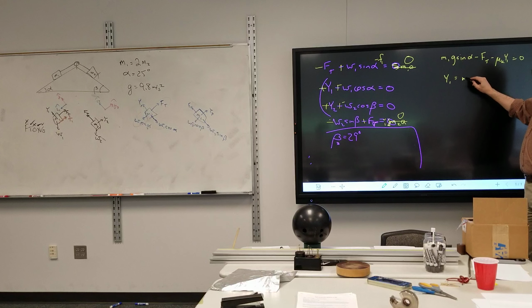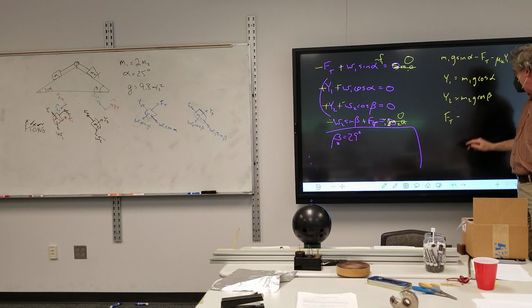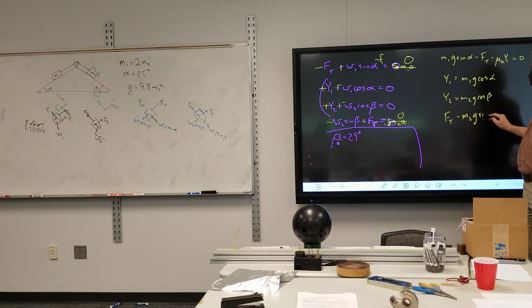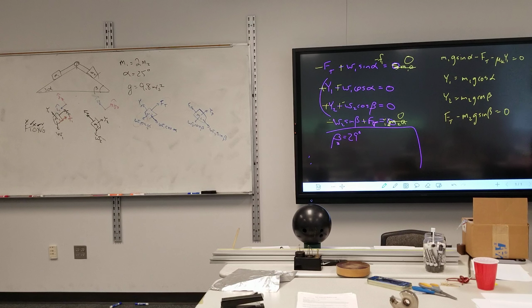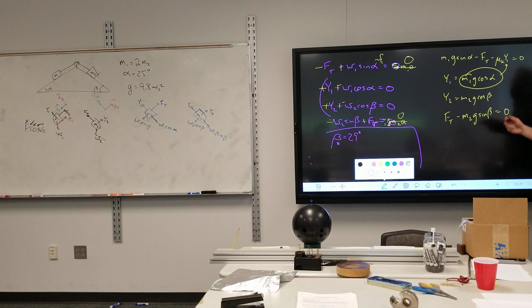So Y1 is equal to M1G cosine of alpha. Y2 equals M2G cosine of beta. And then down here we have tension minus M2G sine beta equals 0. Friction is involved here, you do need to put it in the right spot, which we did. That's what Y1 equals. You're solving for mu k. We know everything else. We don't know tension, but it's going to go away.